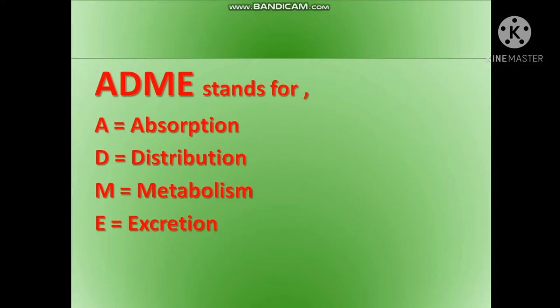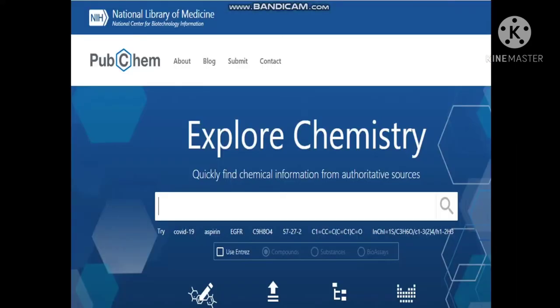At first you have to retrieve ligands from the data bank, like here we have PubChem, and you can retrieve any ligand from this database and do further analysis from that. If you don't know how to download a ligand, then check the description box.